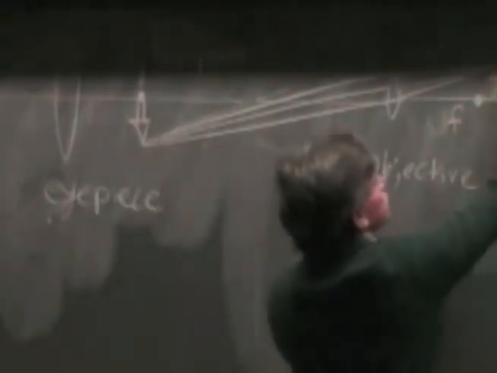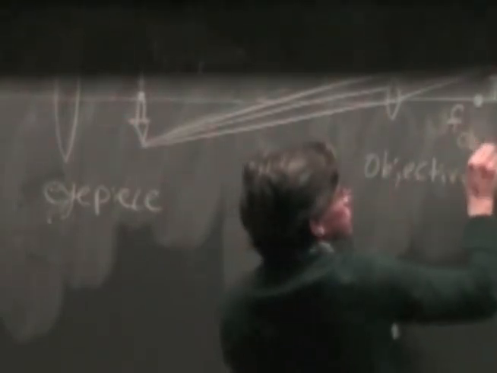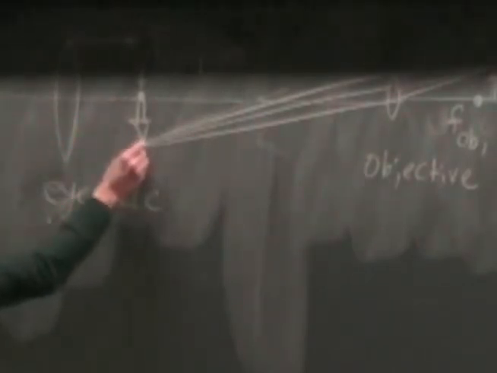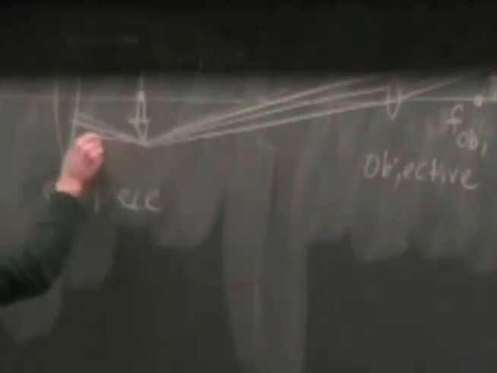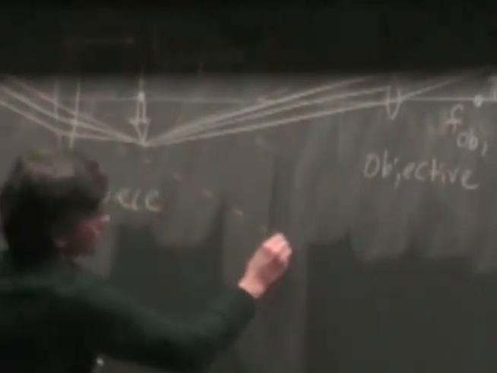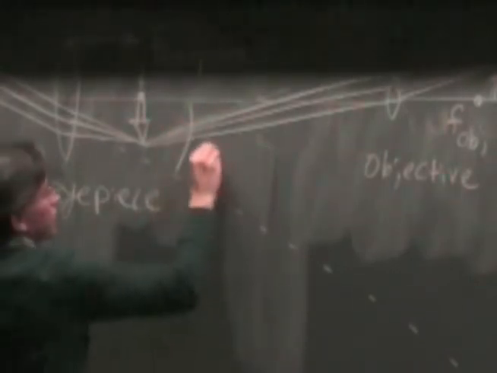So let's label this object here. This is F of the objective. So this distance, as we said, we want that to be the focal length of this lens. And if that is true, then the light rays turn parallel. And for the person looking at this, they seem to be coming from this direction. And that is the angle theta that we talked about.